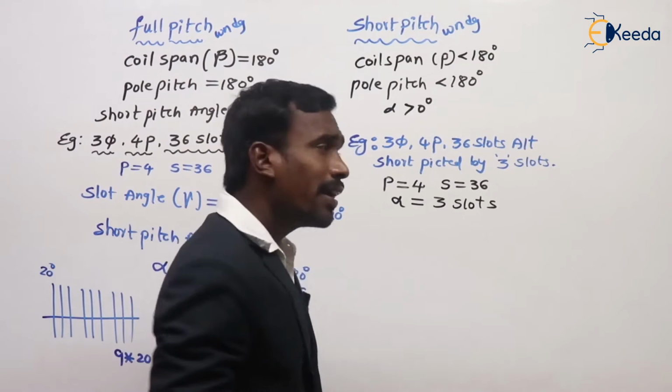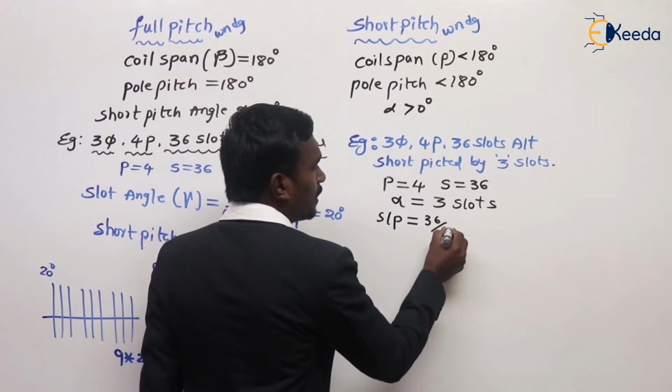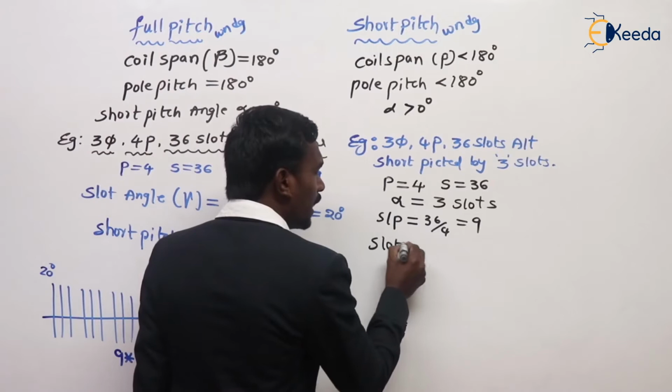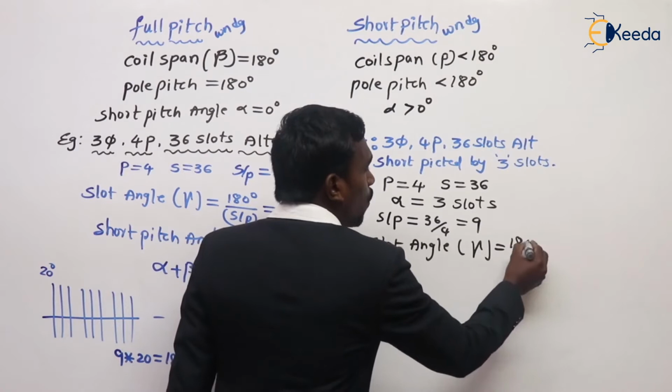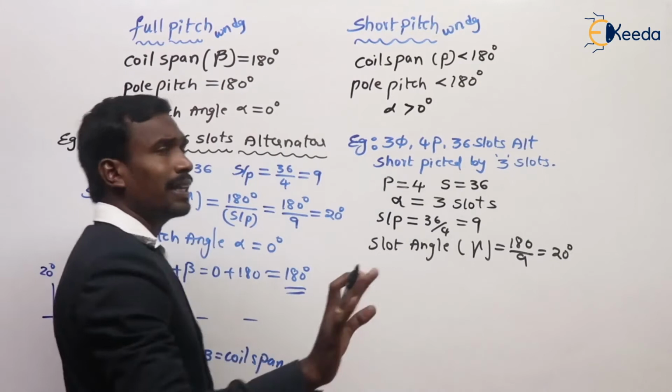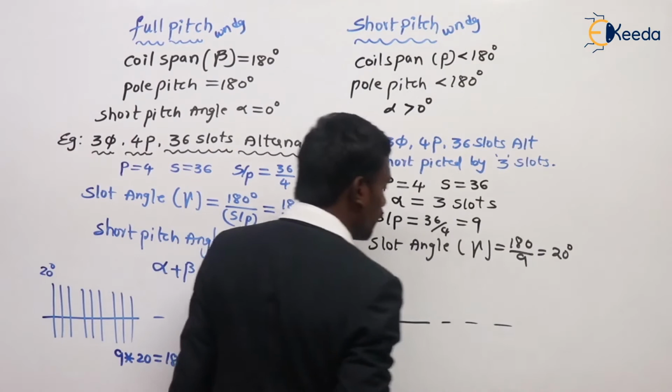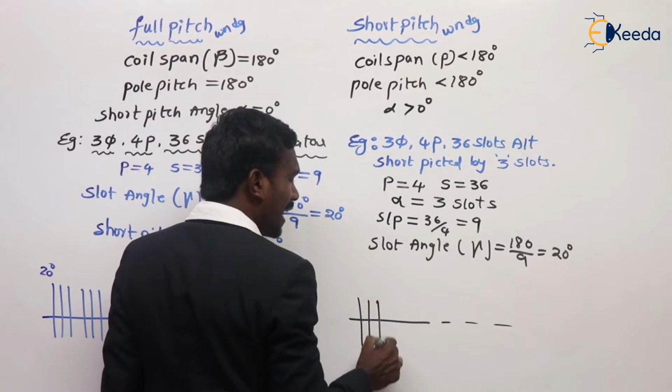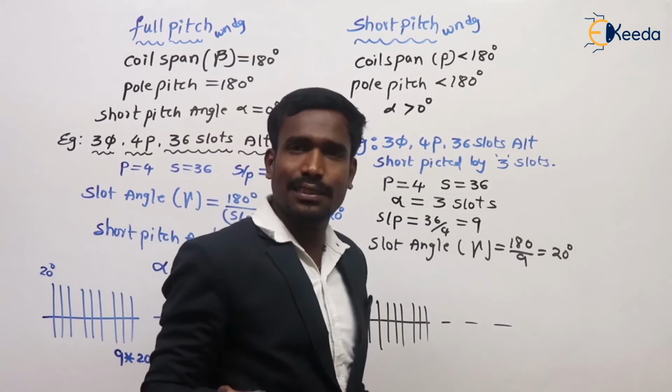Can you tell me what the slots per pole is actually? Slots per pole is equal to 9. What is the slot angle actually? The slot angle gamma is equal to 180 divided by slots per pole, which is 20 degrees. Up to this, everything is the same. We have 4 poles, and each pole should have 9 slots. This is the ideal case.